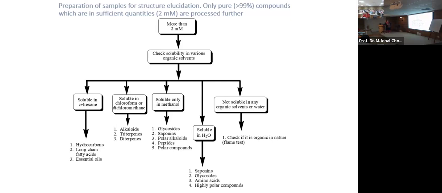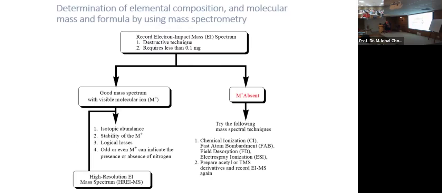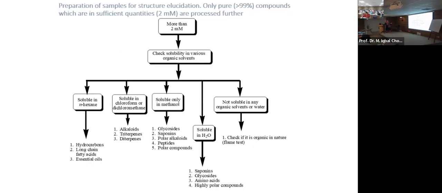For example, we do not have deuterated hexane with us. So if you would like to solubilize your compound in hexane, we can say, okay, you can bring your own deuterated solvent, because we do not have deuterated hexane. So that's what it means, based on the solubility.